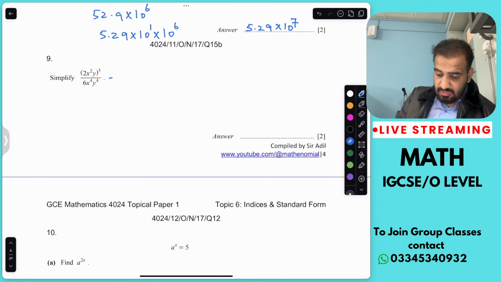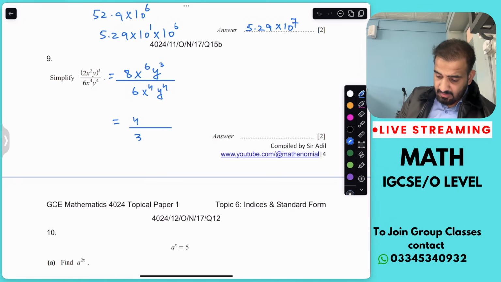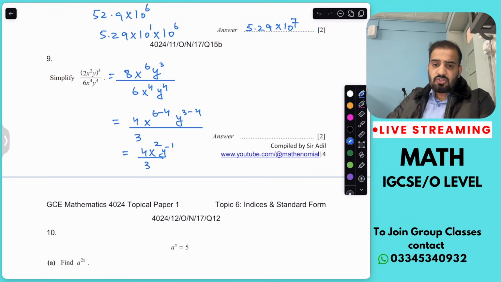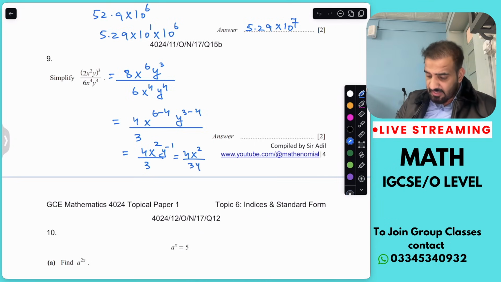Question 9. So it is 8x raised to power 6 y raised to power 3 divided by 6x raised to power 4 y raised to power 4. So 8 over 6 cancel out, 4 over 3, x raised to power 6 minus 4, and then y raised to power 3 minus 4. It can be written as 4x raised to power 2 over 3 y raised to power minus 1. But as I said, never give answer in negative powers. So bring this negative one in the denominator in the final step. So it will become 4x square over 3y. That's it.